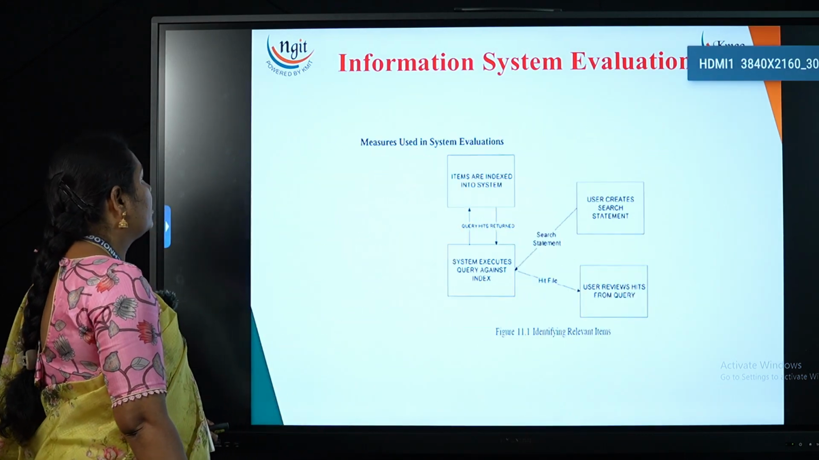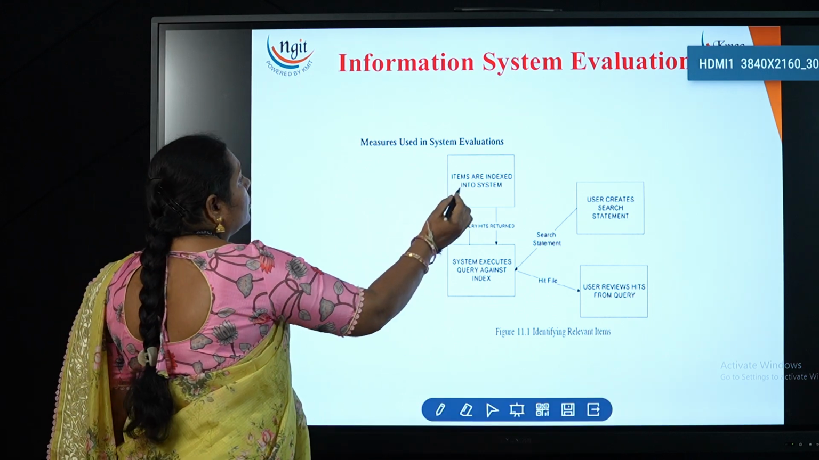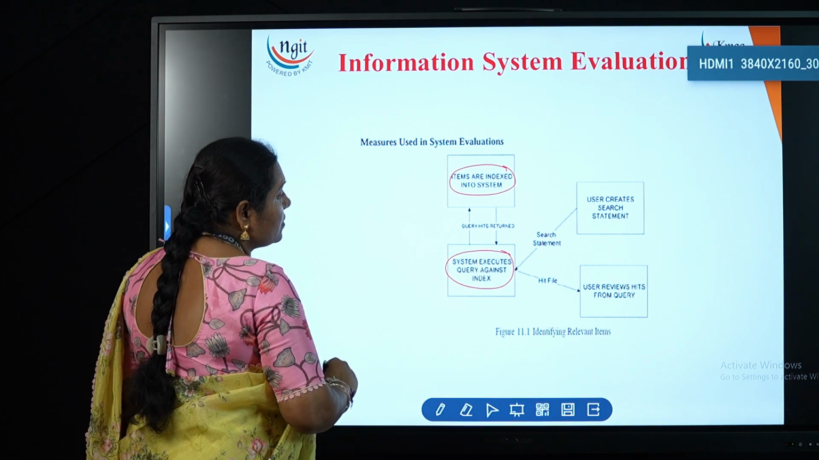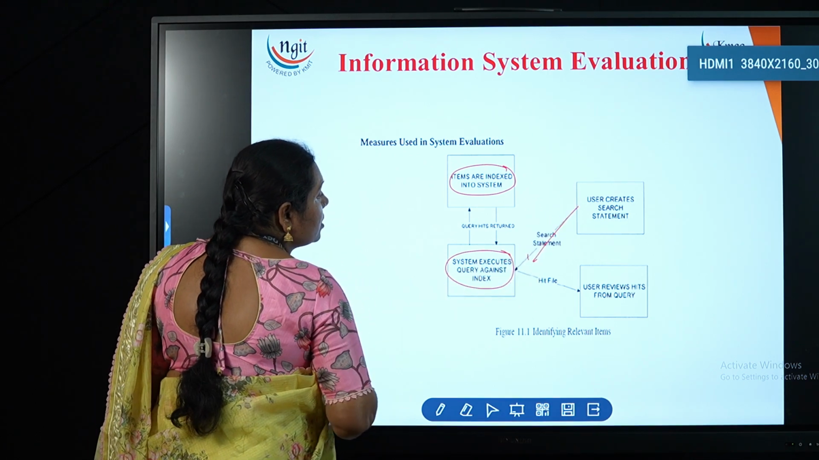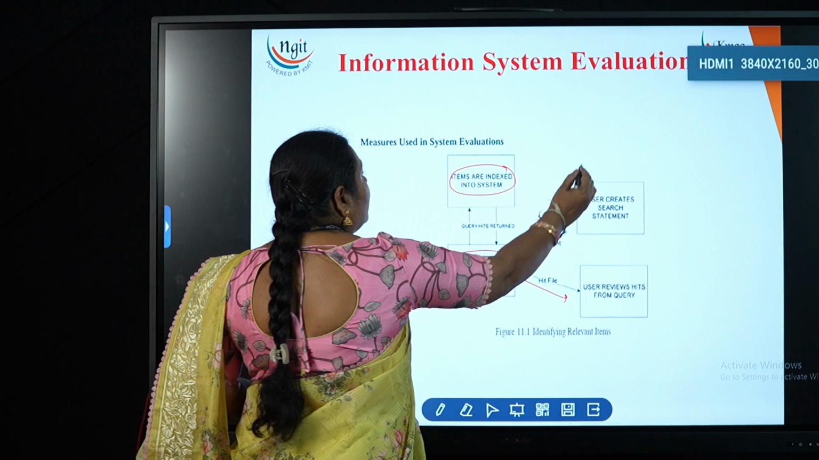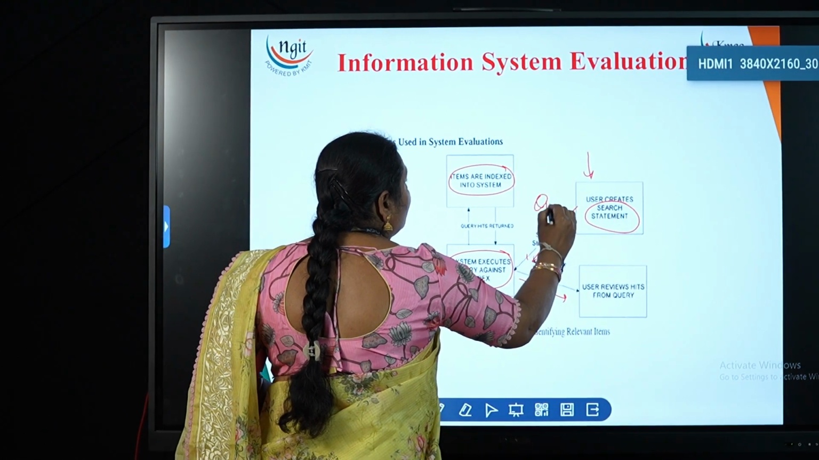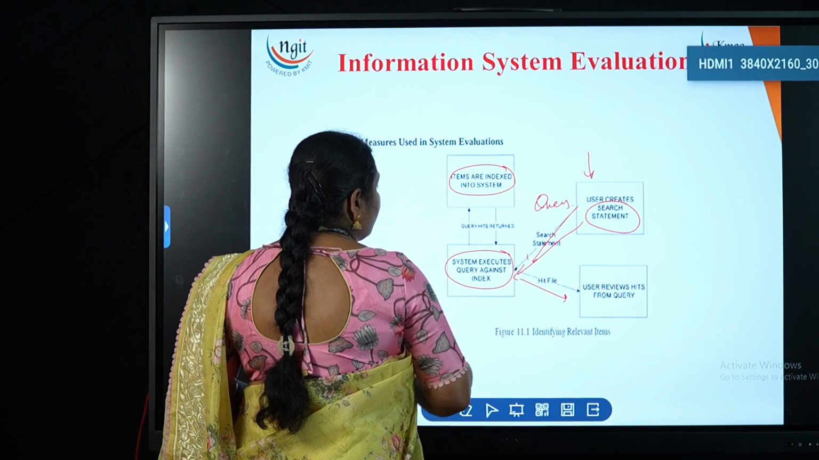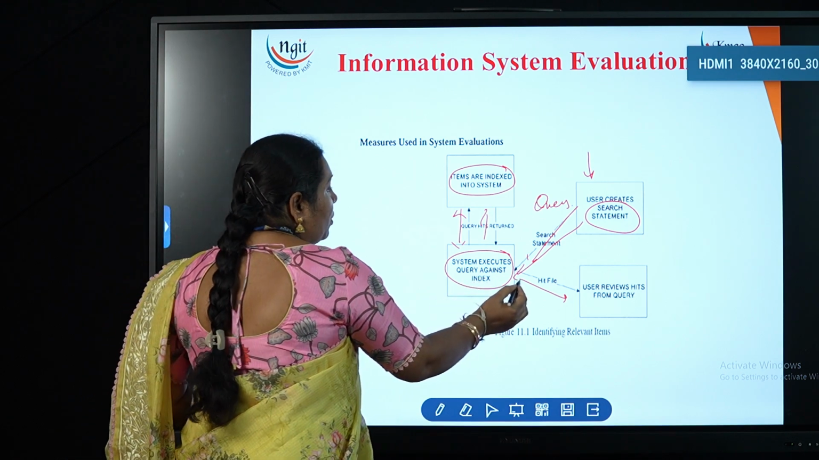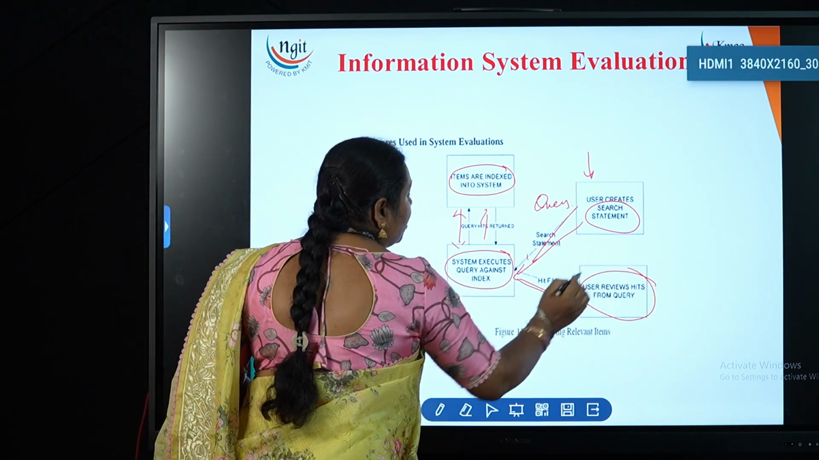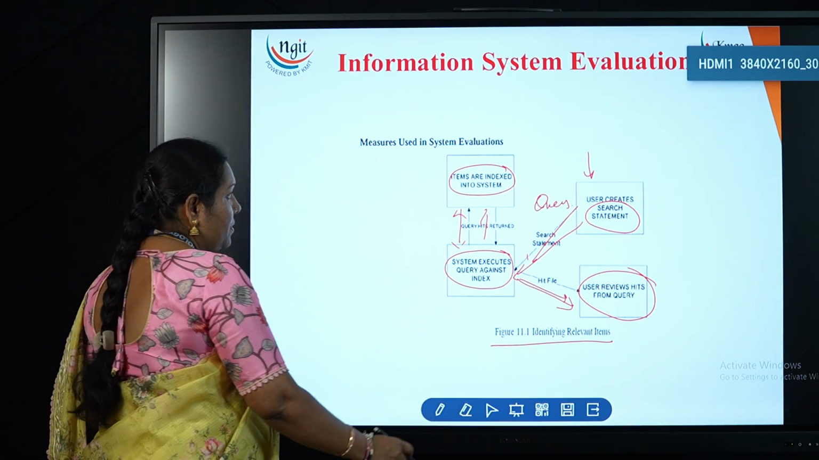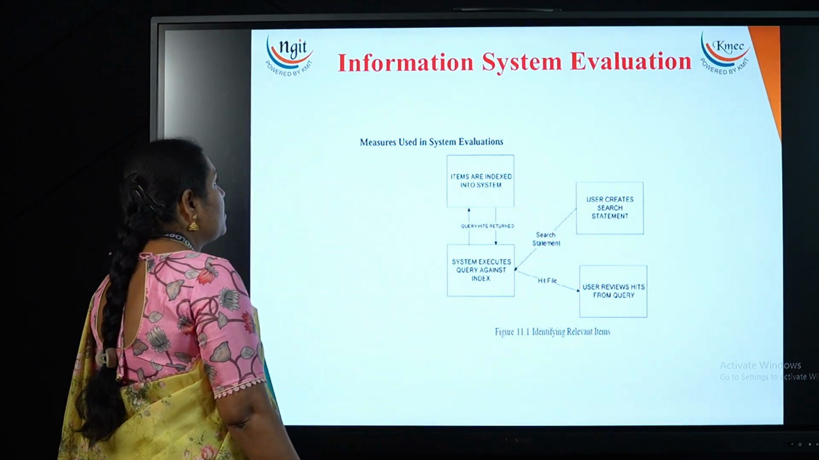If you see the diagram, the items are indexed into the system, and the system executes your query against the index. What is your search statement, and what is a hit file? The user creates a search statement, so your query will be there, and the system will execute it. It checks whether the item is available or not, and if it is a hit, you get the hits from your query. This is only for identifying relevant items. It is not for your evaluation purpose.